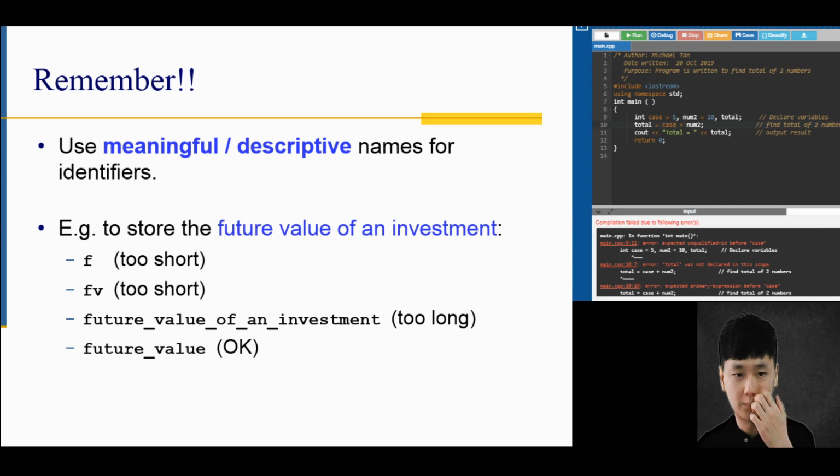Look at the third example, future_value_of_investment. It's too long. It's not appropriate. The last one, yeah, this is the best one. future_value brings meaning, and it is not too long and not too short.